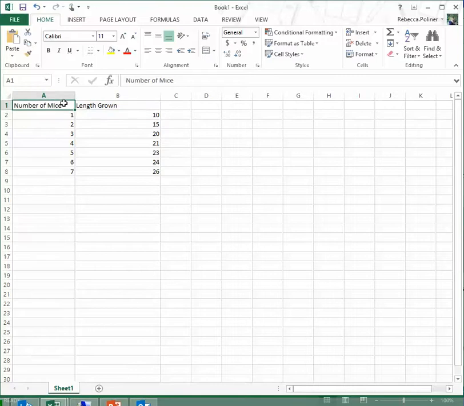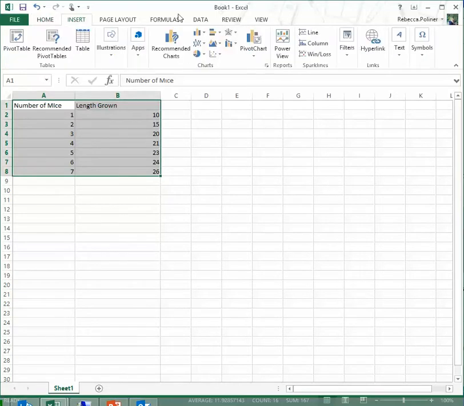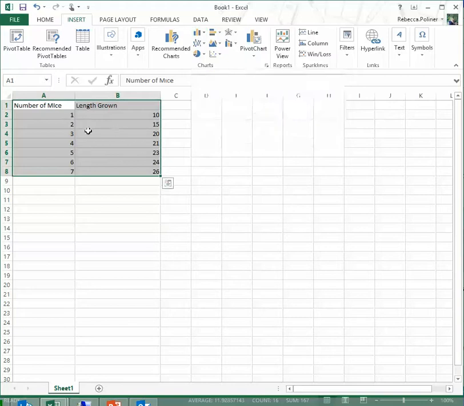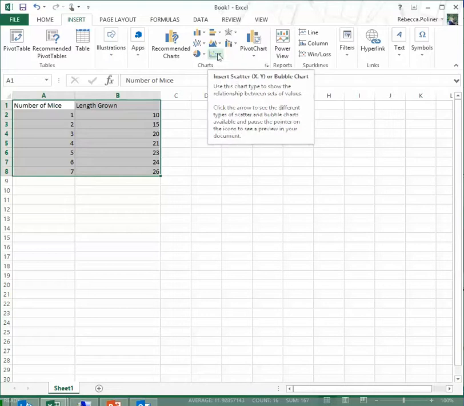Now what I'm going to do is actually make my graph. So I'm going to highlight this. All right. I'm going to go to insert. Now some people's computers might look different than this. Just find where it says insert or make graph or make chart, and you see all of these different options. Now the reason why we're not using a bar graph in this case is because we've got two different values. We've got my number of mice and my length grown. So what I'm going to want is to make a line graph.